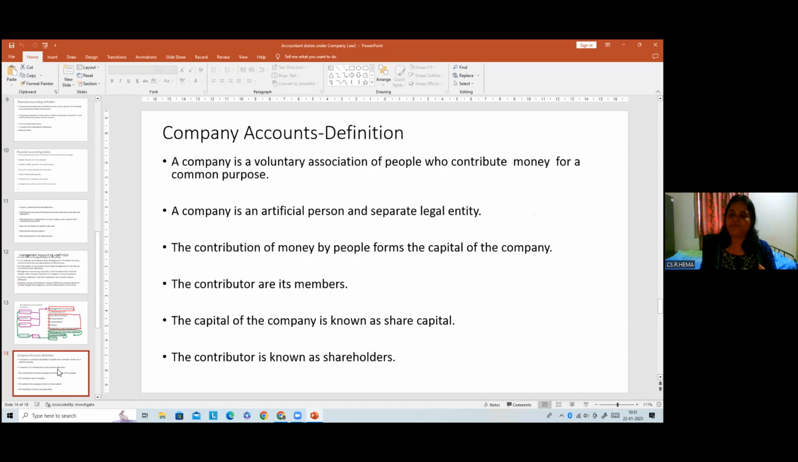In a proprietorship, partnership, or private company, the persons will use their own money to start a company. But in a limited company, people contribute money as shares to form the capital of the company. With that capital, they will start the company. The contributors are said to be members. The capital of the company is known as share capital. The contributor is known as a shareholder.